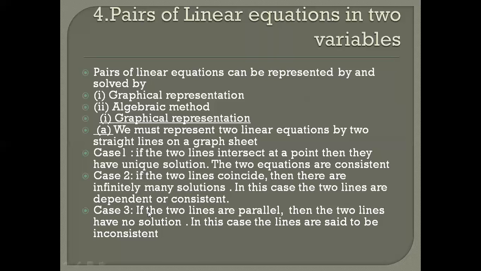Now, case 3. The two lines are parallel. If you get parallel lines after plotting the points of the two lines, then we say that they have no solution, and we call them inconsistent lines. So we have consistent and inconsistent lines. Intersecting lines as well as coincident lines come under consistent lines, whereas inconsistent lines will have only the parallel lines.